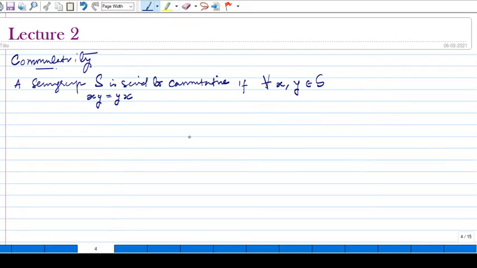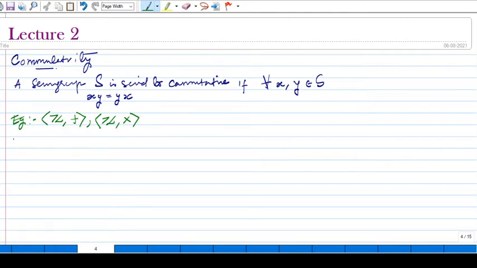Some examples will definitely follow, like the previous examples we have already seen, like Z plus, because addition is a commutative binary operation on Z. Likewise, we can define multiplication. So this is a commutative semigroup.